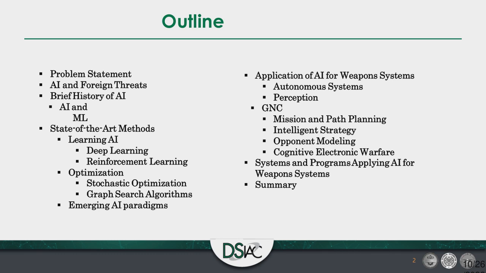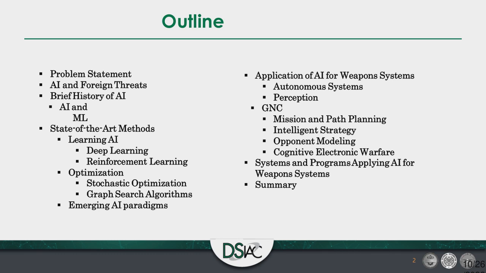We're going to talk about a brief history of AI and ML, and we start talking about state-of-the-art methods, essentially talking about particular paradigms that are hot research areas, as opposed to some classical concepts from AI. We talk about the learning AI in particular, the optimization techniques, and also a few emergent AI paradigms.